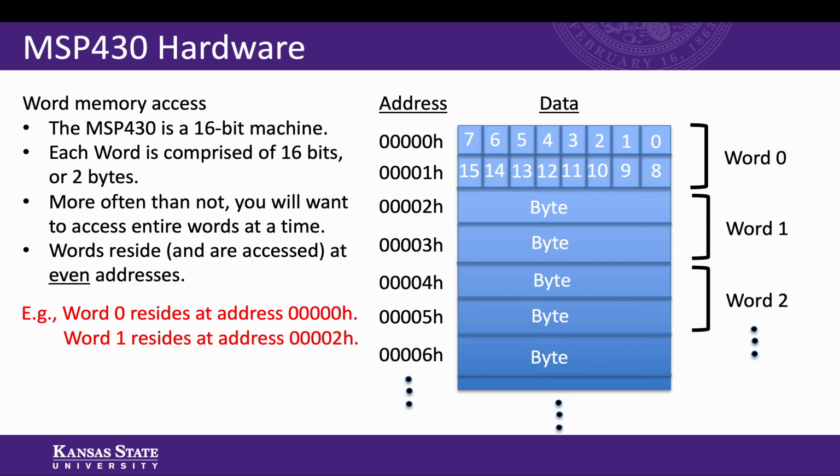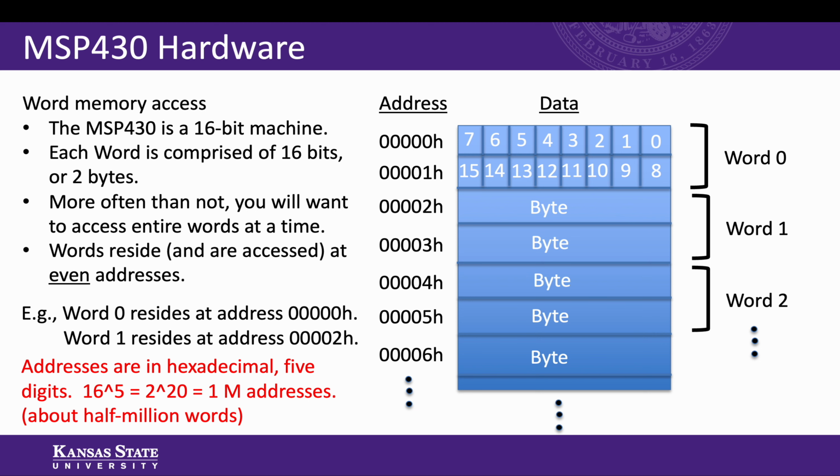So for example, word 0 resides at address 0. Word 1 resides at address 2. Note that word 1 does not reside at address 1, since address 1 contains data from word 0. In a previous slide, we noted that the MSP430 technically has 20 address lines, but for now we're only going to be concerned with a lower range, the lower 16 address lines, and the upper 4 will always be 0.